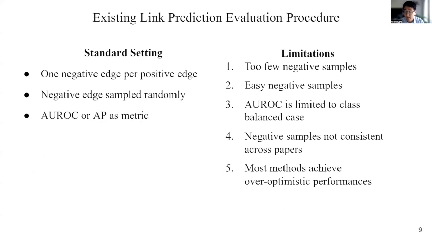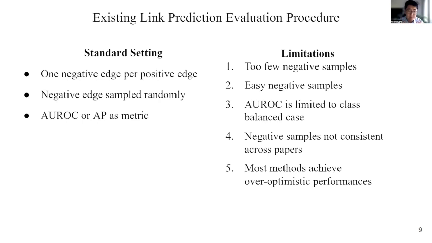Now we'll also quickly look at the existing link prediction evaluation procedure. The standard setting that most works follow is to look at the edges in the test set, and these are considered the positive edges, so the edges that do exist. And then you take each of these edges and randomly sample one negative edge per positive edge. And then you would use the AUROC or average precision as the metric for link prediction.